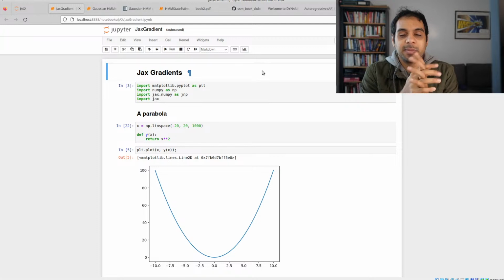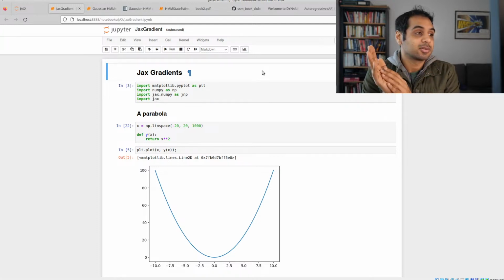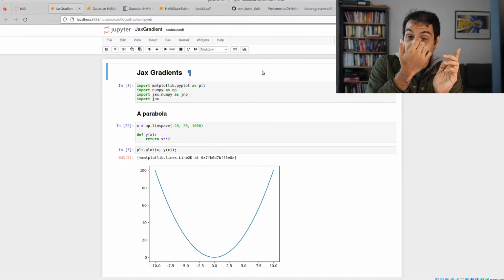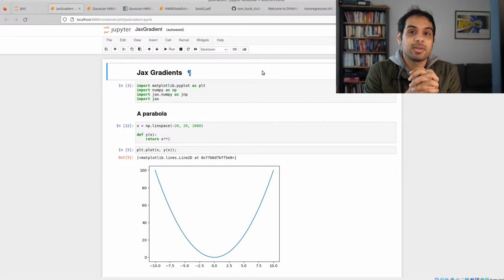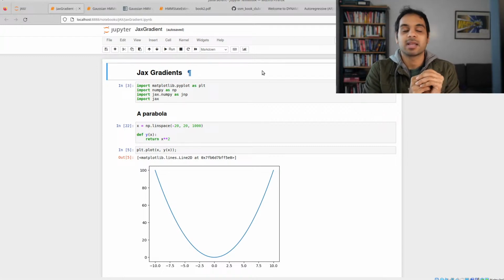JAX does a lot of things. Like I said, it does numerical speedups, it does parallelization, it does some other cool stuff. But the one we're going to talk about today is gradients, because the fact that JAX can do autodiff and gradients is a big enabler of Dynamax functionality, and of a lot of functionality for neural nets and things like that as well.